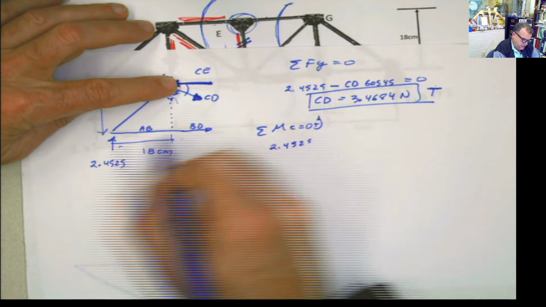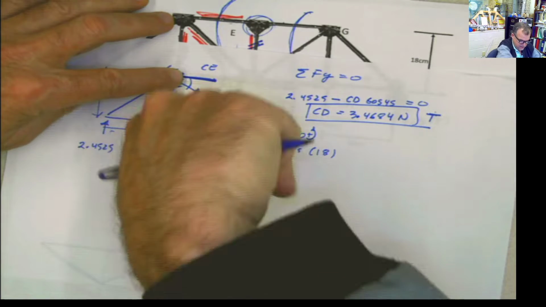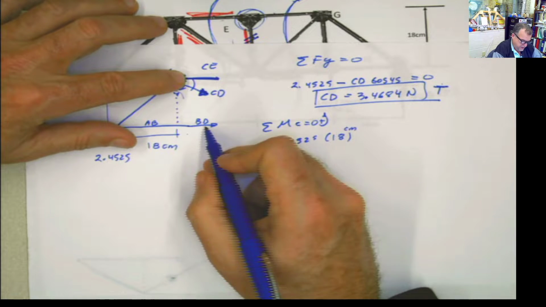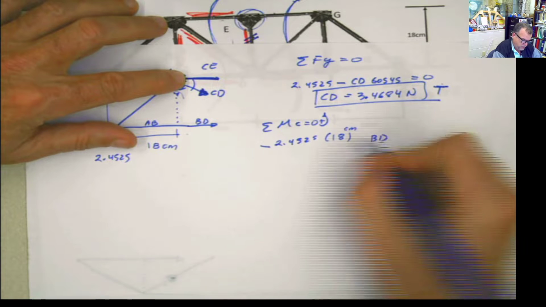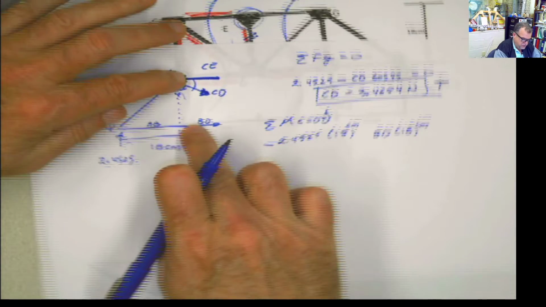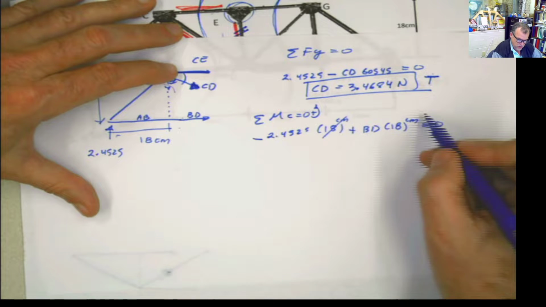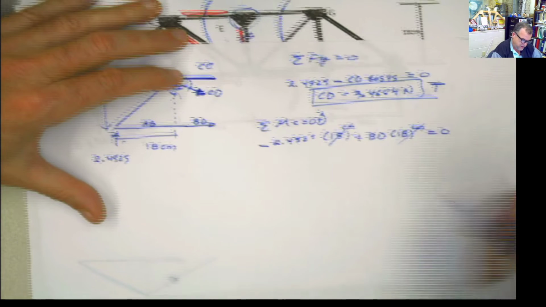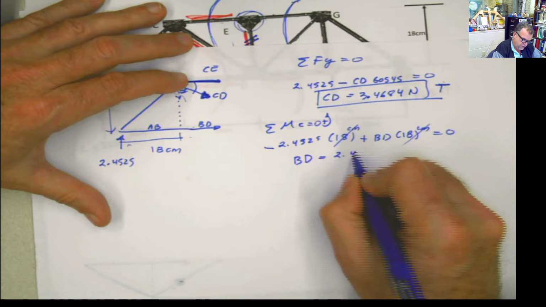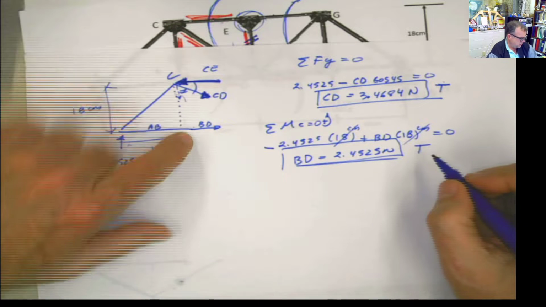2.4525, the horizontal distance between the point and the vertical force is 18 centimeters, negative. Then the horizontal force is BD multiplied by the vertical distance, which is 18 centimeters, and if I apply the force it goes like that, which is positive, equals 0. When I pass this to the other side, these two cancel out. So BD is 2.4525 Newton, and we assume that to be in tension. What else do I need?